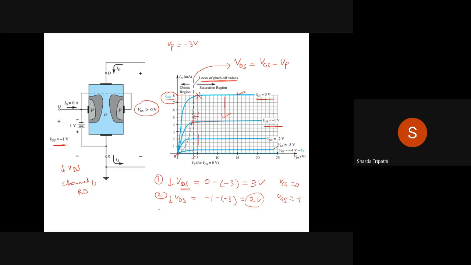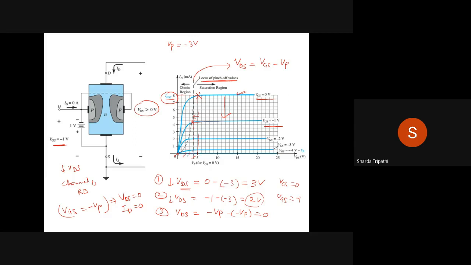At this point, what happens? If I say that VGS becomes exactly equal to minus VP, तो उस केस में क्या होगा? What will be VDS? This will be equal to minus VP minus of minus VP, which is equal to 0. So that means when VGS is equal to minus VP, at that time your output voltage will become 0. And if the output voltage becomes 0, the drain current will also become 0.